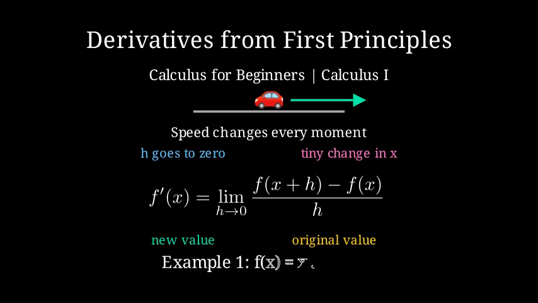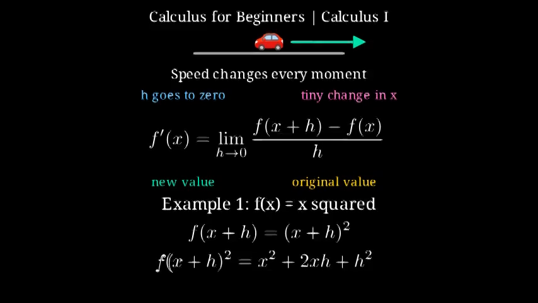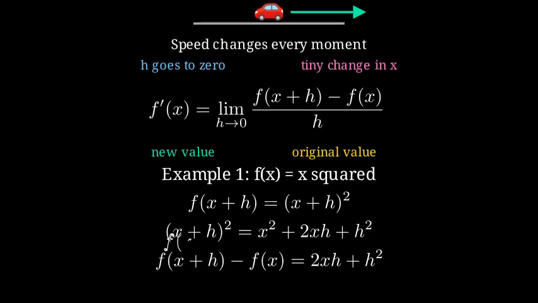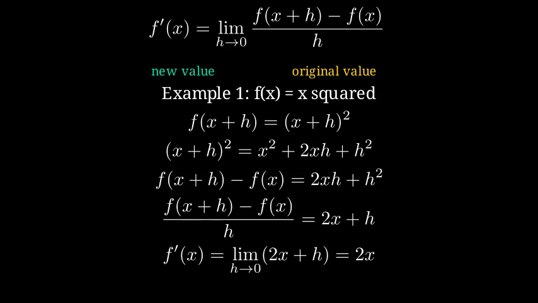Part 3. Example 1. Find the derivative of f of x equals x squared. Step 1. Compute f of x plus h. That gives us (x plus h) squared. Expand it to get x squared plus 2xh plus h squared. Subtract f of x to get 2xh plus h squared. Divide by h to get 2x plus h. Now take the limit as h approaches 0 to get 2x. So the final answer is f prime of x equals 2x.